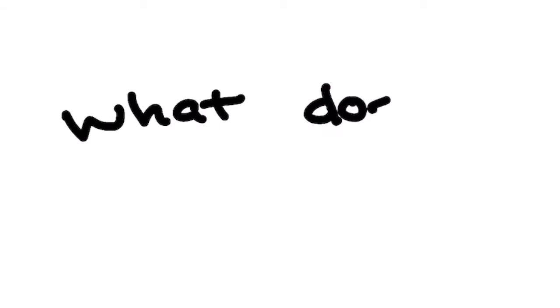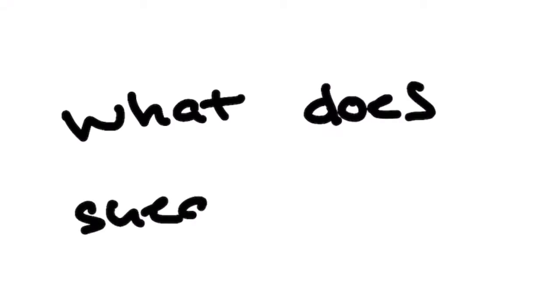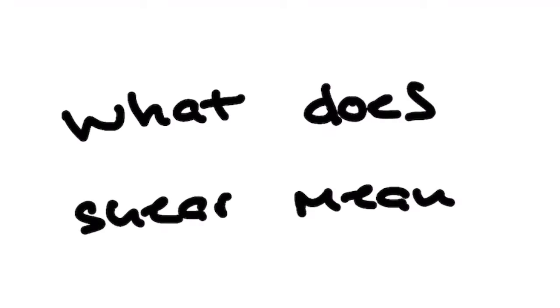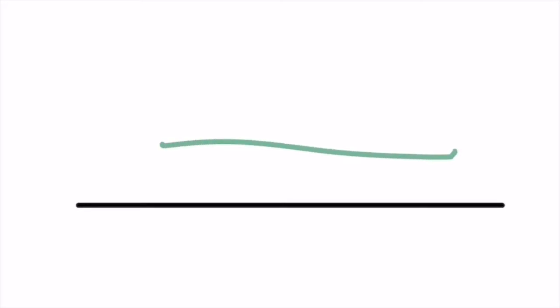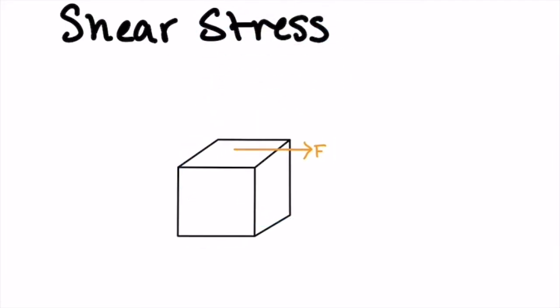Before we continue, let's define what shear means. Shear just means parallel to the surface. Now that we know what shear is, shear stress can be defined as an internal force that is applied parallel to the surface of the fluid. It is typically represented by the symbol tau.